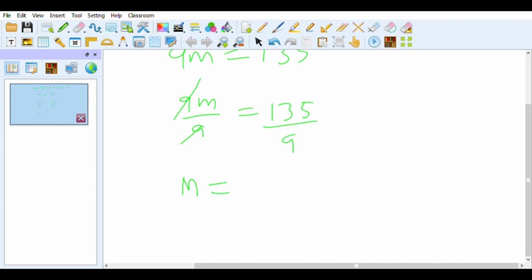Okay, so here we can divide. 13 divided by 9 is 1. Move that 4 down, we'll have 45. So 9 times 5 is 45. So m is equal to 15.